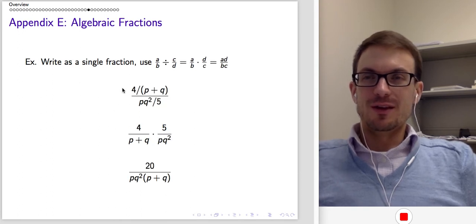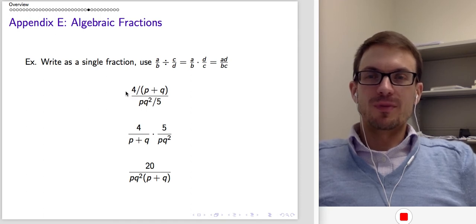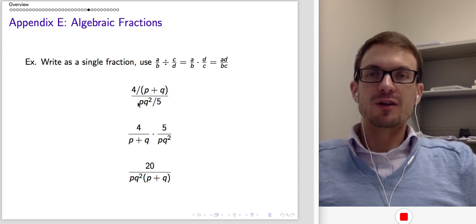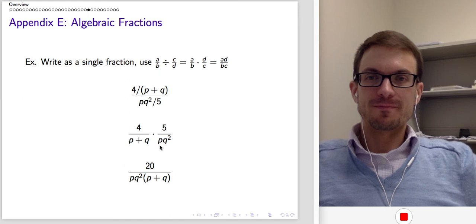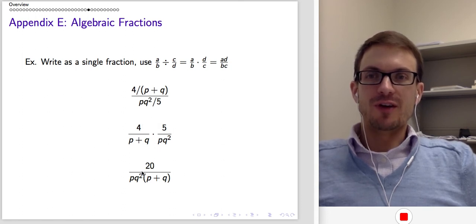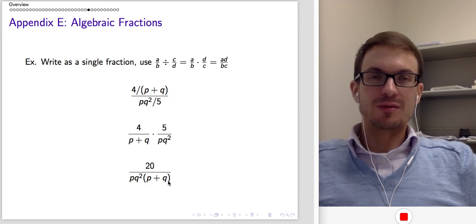Okay, here's the division one. The fraction is 4 divided by the quantity p plus q in the numerator, and the denominator is pq squared divided by 5. Well, dividing by a fraction is the same as multiplying by its reciprocal, so let's do that. And then this simplifies down to 20 pq squared times the quantity p plus q.